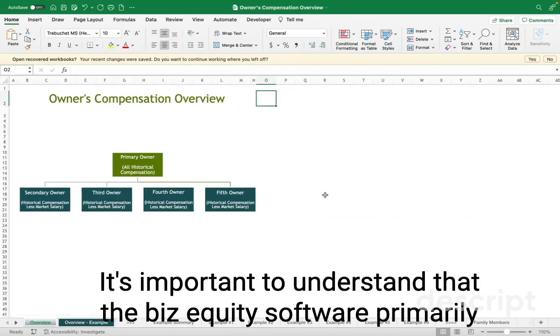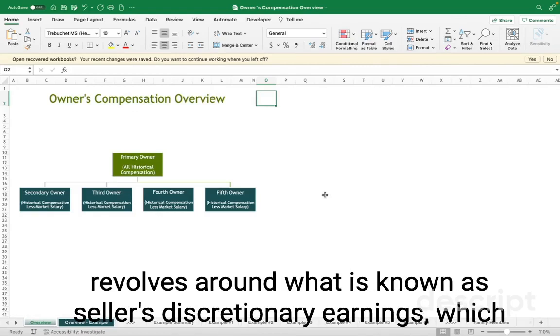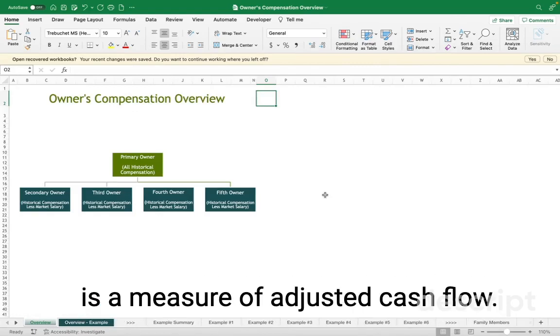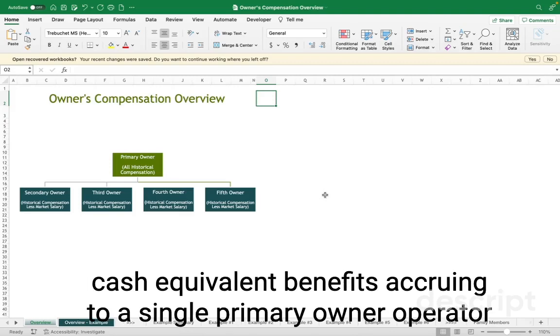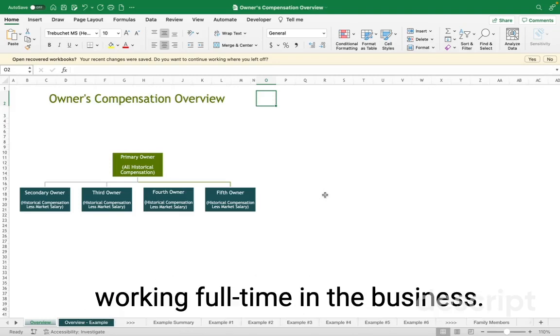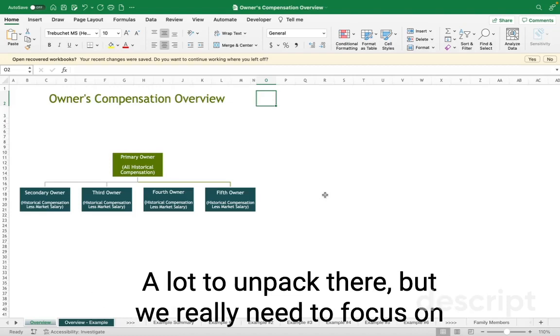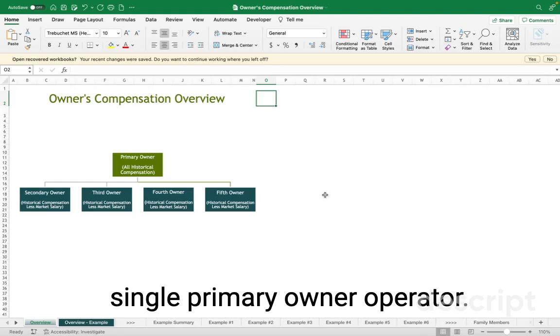First things first, it's important to understand that the BizEquity software primarily revolves around what is known as seller's discretionary earnings, which is a measure of adjusted cash flow. Now, this SDE, or seller's discretionary earnings, attempts to get to the cash equivalent benefits accruing to a single primary owner operator working full time in the business. A lot to unpack there, but we really need to focus on single primary owner operator.